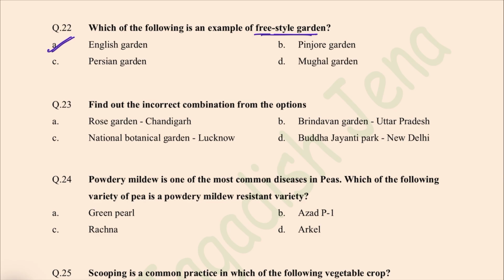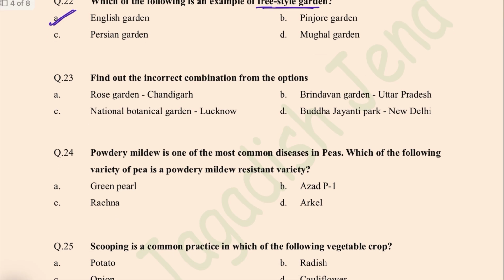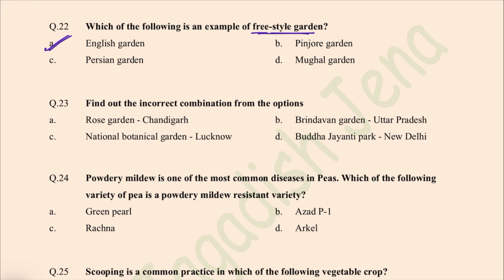A question from here: a garden that strictly adheres to geometric principles using symmetry and rectilinear design is called a formal garden. The geometric garden style, widely prevalent in Islamic culture and found in India, is the Mughal garden style or Charbagh garden. Next question. Find out the incorrect combination from the options. The incorrect one is Brindavan Garden in Uttar Pradesh, but Brindavan Garden is actually situated in Mysore, Karnataka, not in Uttar Pradesh.